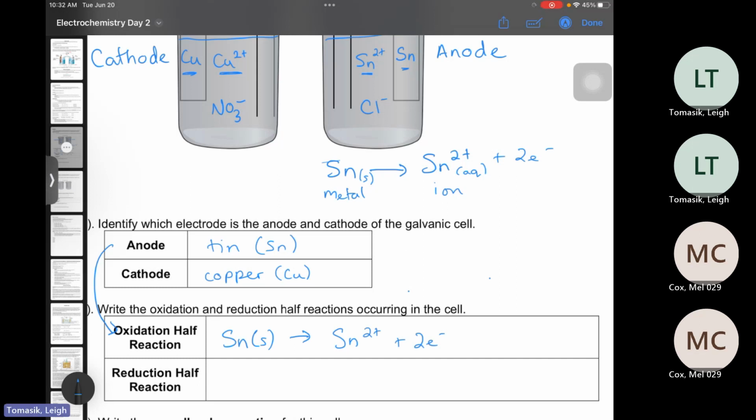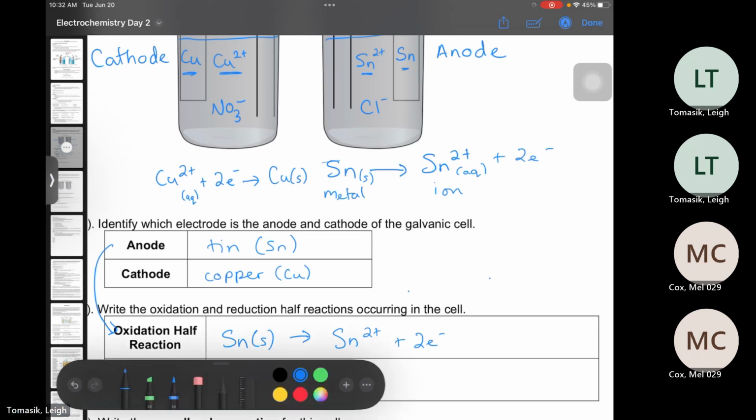Okay, and the reduction half reaction happens at the cathode. So the reduction half reaction starts with the ion, right? It gains electrons, so those are on the reactant side, and we end up with the metal. Okay, so our reduction half reaction starts off as an ion and ends up, oh, forgot the electrons.